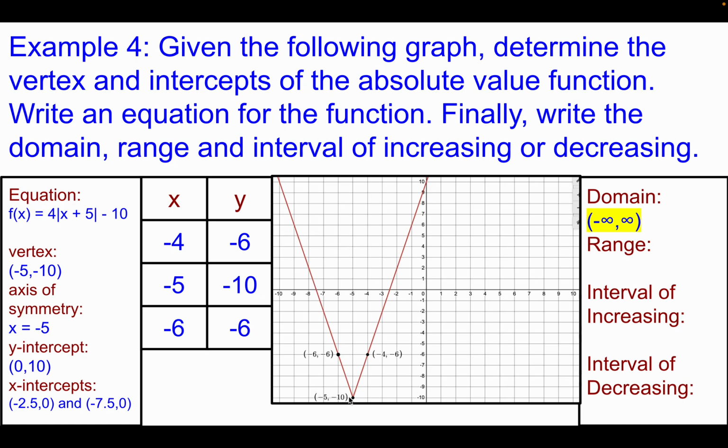Range is going to be all the values above my vertex. So all the values above right here. My vertex, the y value is -10. So this will go from -10 to infinity for my range. Interval of increasing. That's going to be everything after the vertex. So from -5 to infinity, my graph is increasing. From -infinity until we hit the vertex at -5, the graph is decreasing.